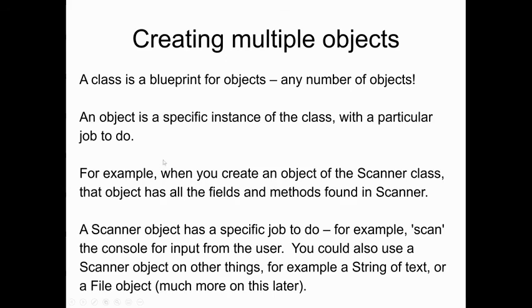Creating multiple objects. A class is a blueprint for objects, any number of objects. An object is a specific instance of the class with a particular job to do. For example, when you create an object of the Scanner class, that object has all the fields and methods found in Scanner. A scanner object has a specific job to do. For example, scan the console for input from the user. You could also use a scanner object on other things. For example, a string of text or a file object. Much more on that later.